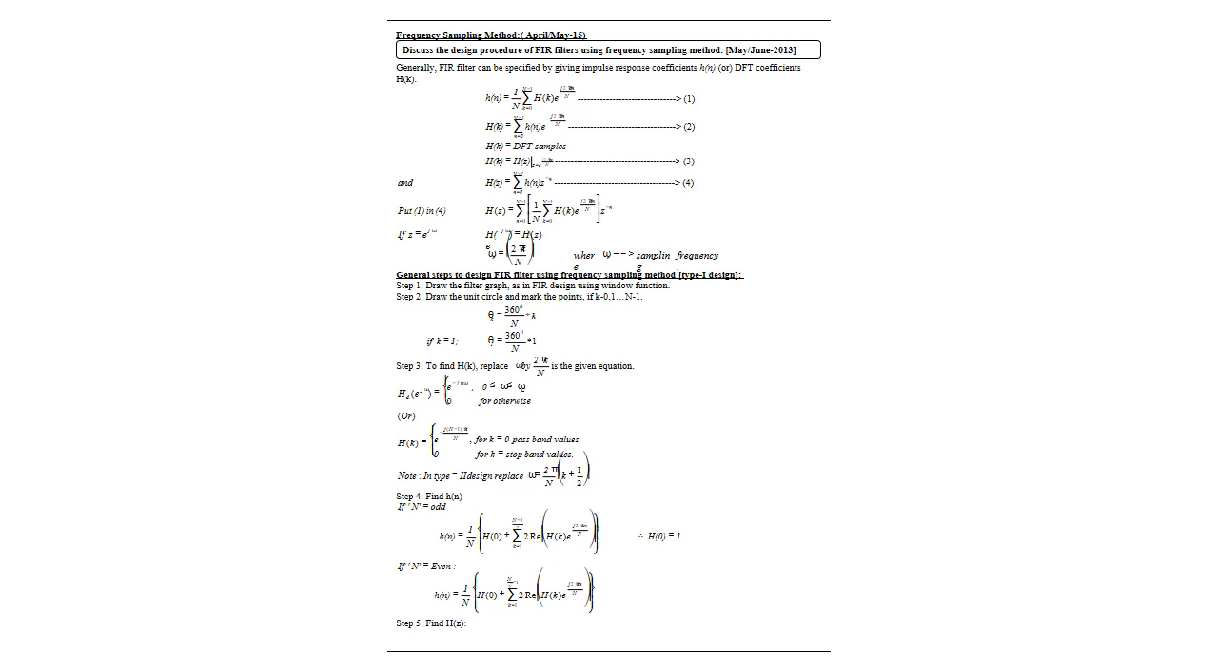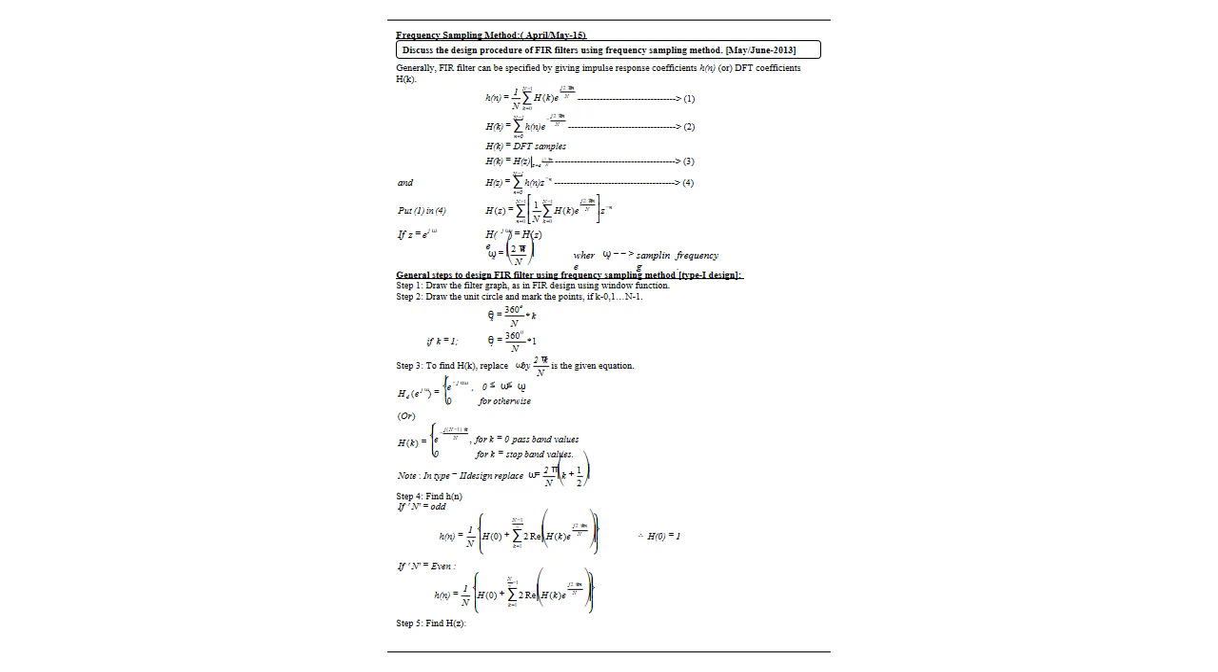So if z is equal to e to the power of j omega, that is H of e power j omega is equal to H of z. So we will get omega s is equal to 2 pi by N, where omega s is the sampling frequency. Next, general steps to design the FIR filter using the frequency sampling method.